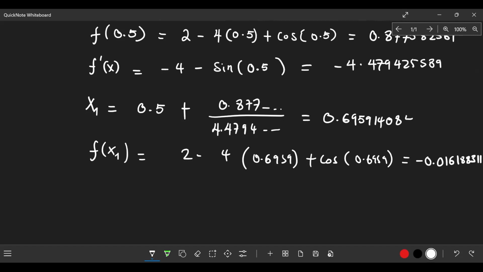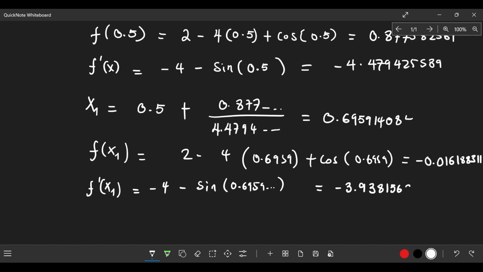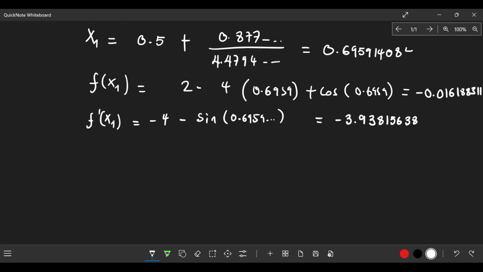Our lady should also try to do something in case the guy made a mistake. Anyway, let's put in the derivative. It is correct, I also found the same. The derivative is 4 minus sine of that, sine of 0.6959. So what are you getting here? Minus 3.938, 15638. So now we found these two.